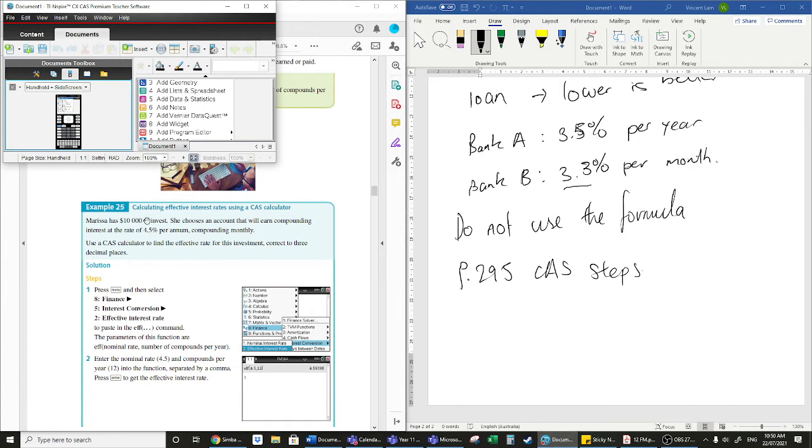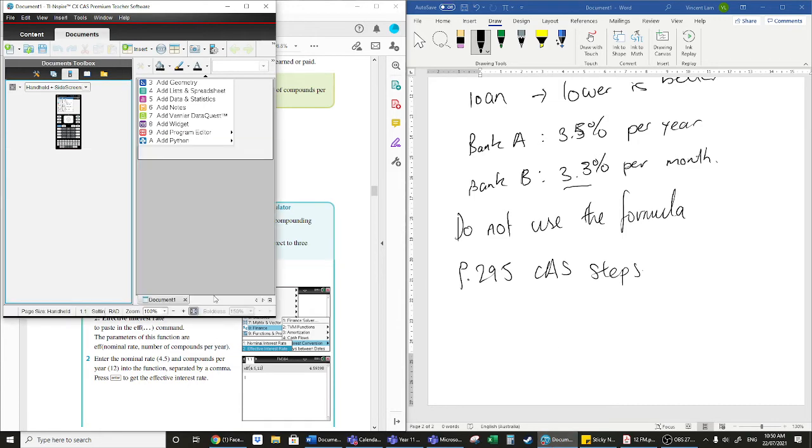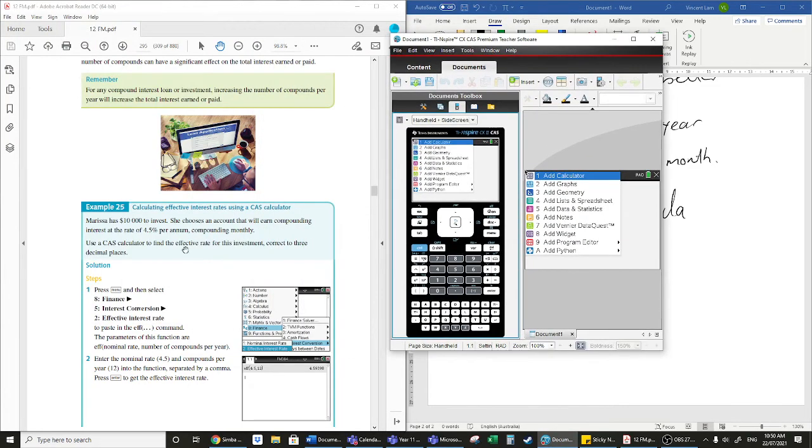Alright, got my calculator up. Okay, let's look at this first question here. Marissa has $10,000 to invest. She chooses an account that will earn compound interest at the rate of 4.5% per annum, compounding monthly. Use a CAS calculator to find the effective rate for this investment.